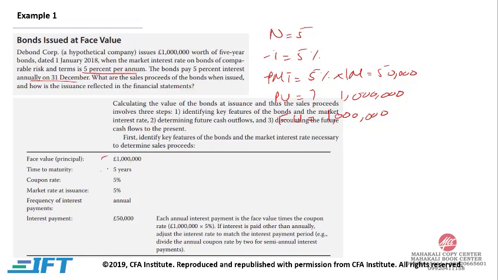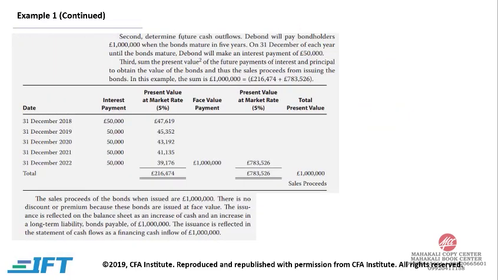Now, these are the different variables that we have calculated, and we also need to keep in mind that the interest rate that we are paying is annual in nature. So the interest payment is 50,000. Second, determine future cash flows. So if we have a 5-year bond, each year we are getting 50,000. So 50,000 needs to be divided by 1.05 with respect to the time.